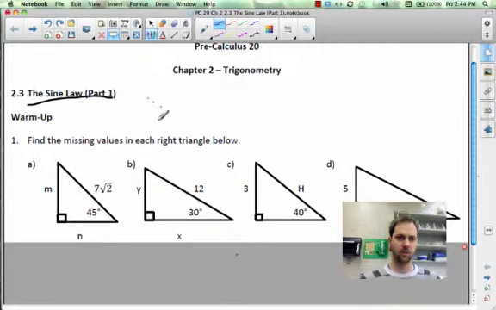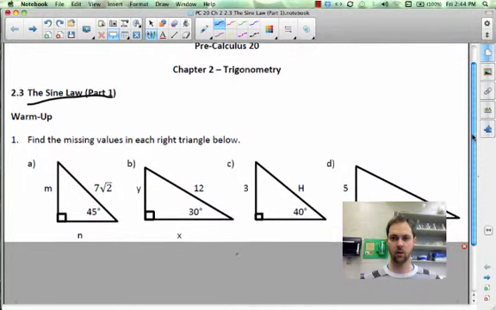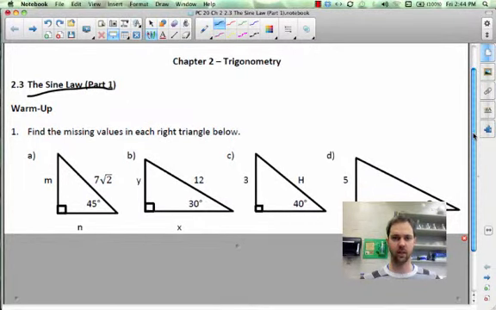Today we're going to be doing some investigating of the sine law, which you are all at least vaguely familiar with. So we're just going to do a little review, a little warm-up from the previous stuff that we've been working on. So I want you to go ahead and hit pause, work through these, do them as quickly as you can, and the answers will be here for you when you get back. So go ahead and hit pause now.